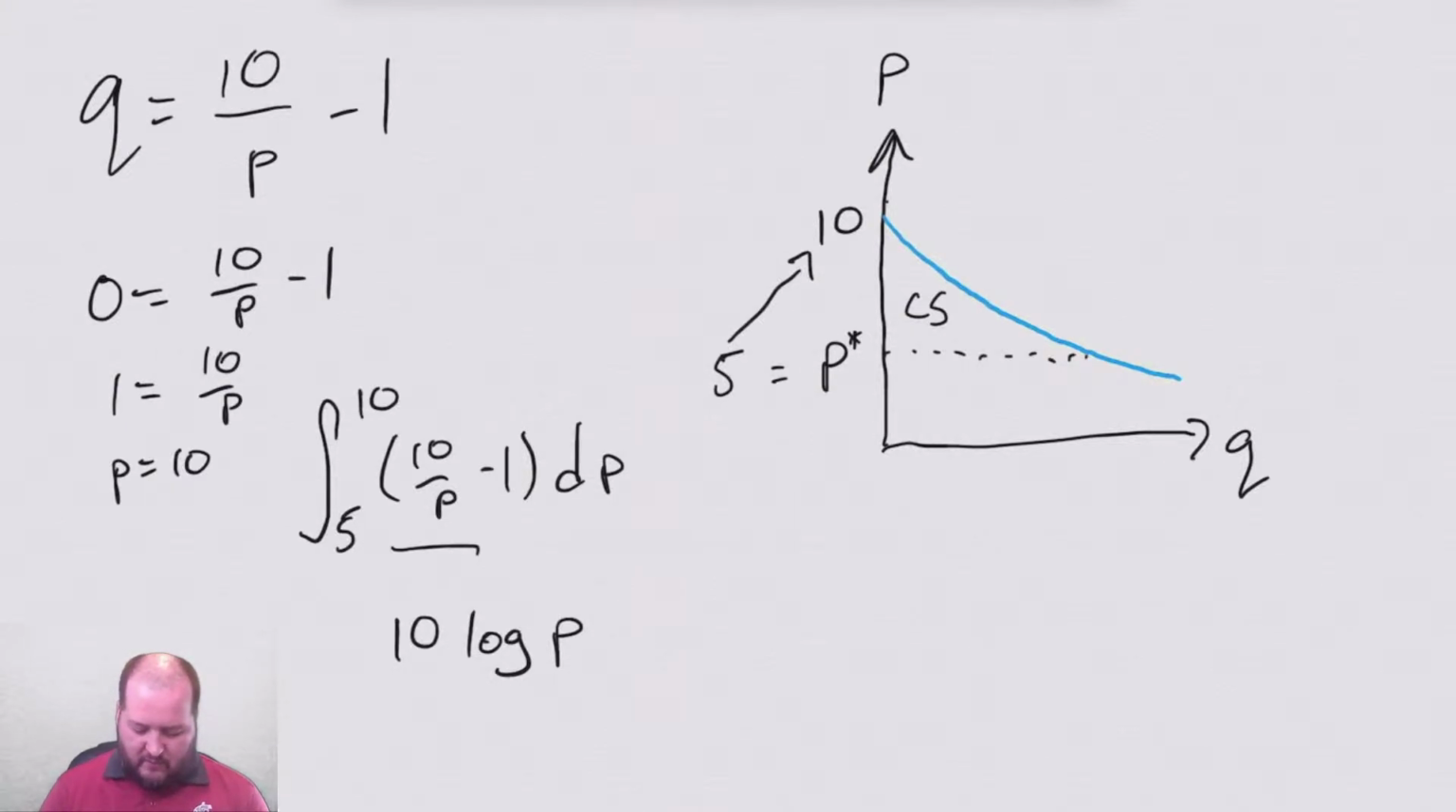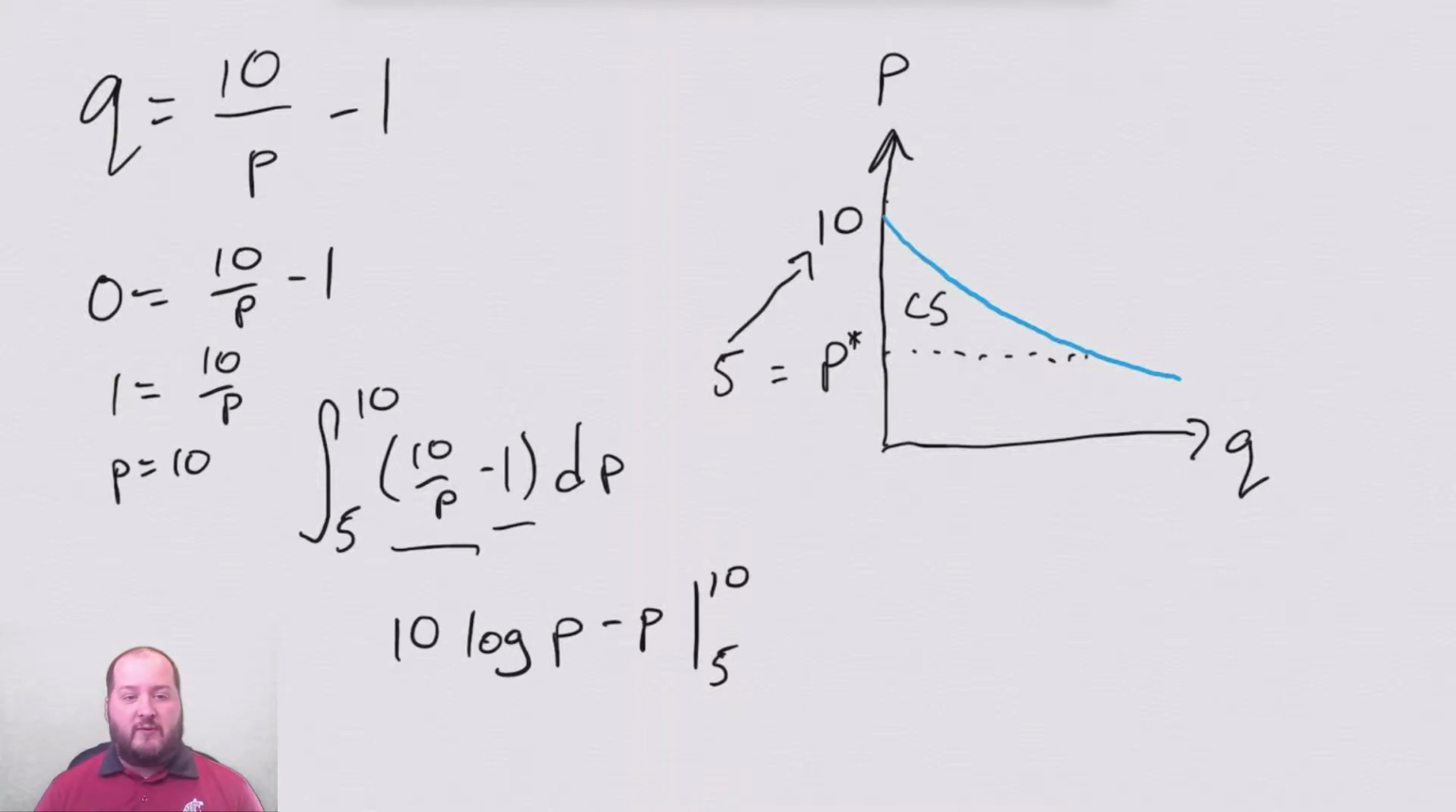Now let's do the second term, minus 1. The integral of a constant is just that constant times the variable you're integrating for. So this minus 1 becomes minus 1p, or just minus p in this case. And then I still have my bounds between 5 and 10. So that's the integral right there: 10 log p minus p.